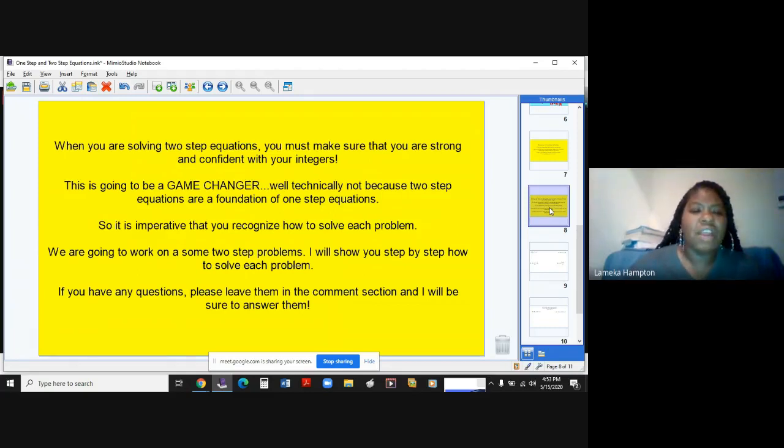Okay? And this is actually going to be a game changer. Well, technically not, because two-step equations are built on a foundation of one-step equations. So remember, we're building upon a foundation. If you are confident with one-step equations, two-step equations are not going to be as bad. All right. So I picked out a couple of two-step equations that I want to go over, making sure that you recognize what they are and how to solve them.